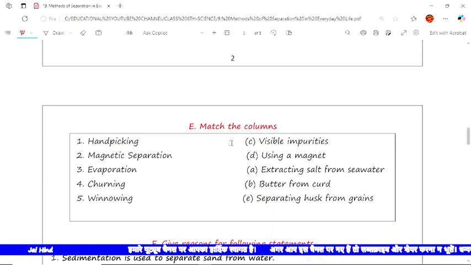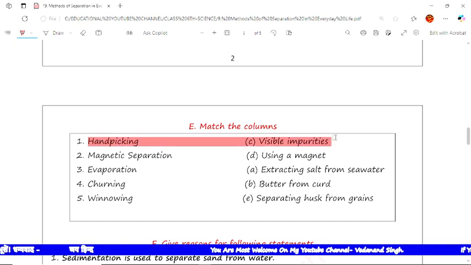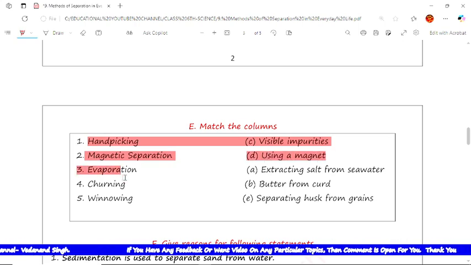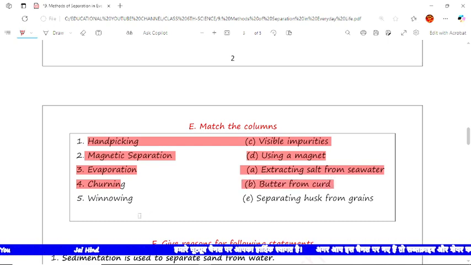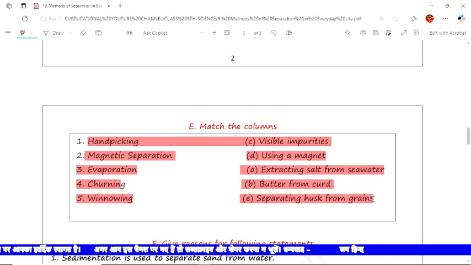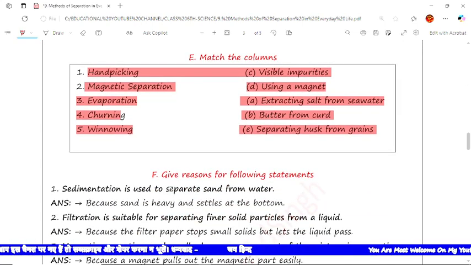The next type of question is match the column. Here two columns are given, column A and column B. In column A the terms are given and in column B the correct answers are given. First is hand picking, visible impurities, so C is the correct option. Now the next is magnetic separation, D is the correct option, using a magnet. Now the next is evaporation, A is the correct option, extracting salt from seawater. Next is churning, B is the correct option, butter from curd. The next is winnowing, the correct answer is E, separating husk from the grain. Now the next type of question is give the reason for the statements.